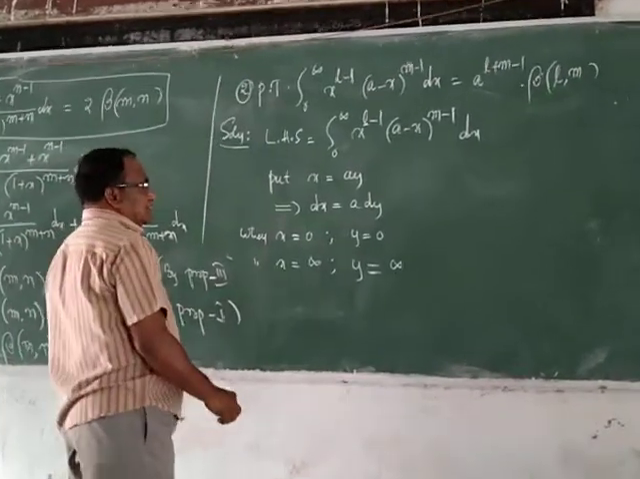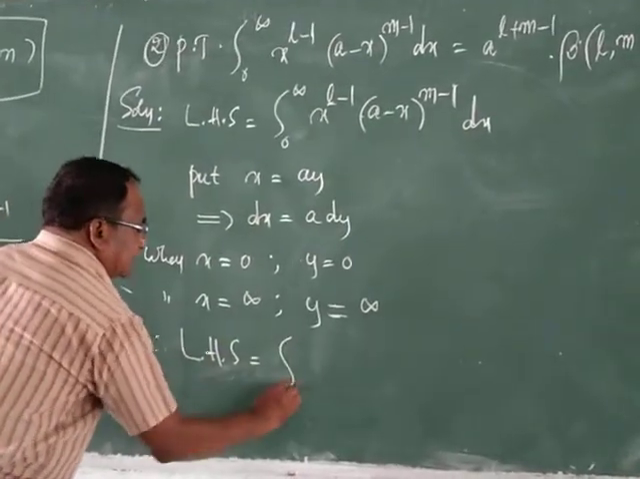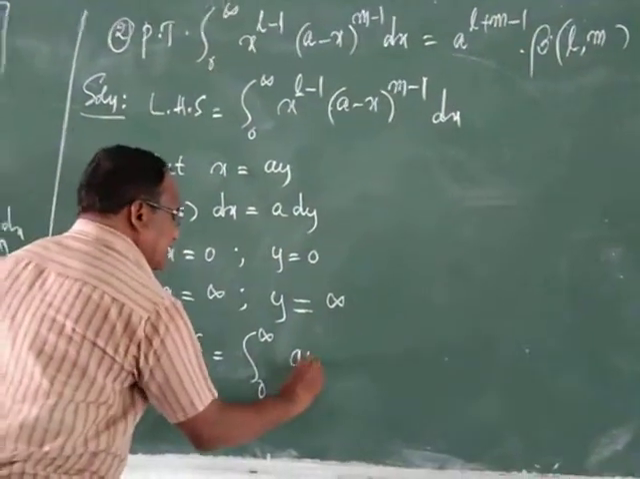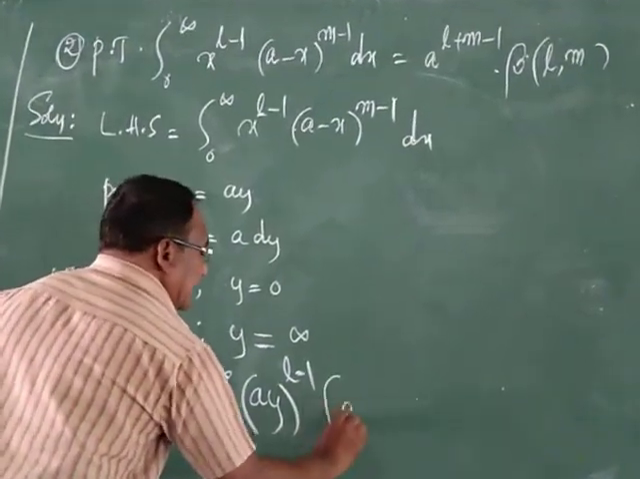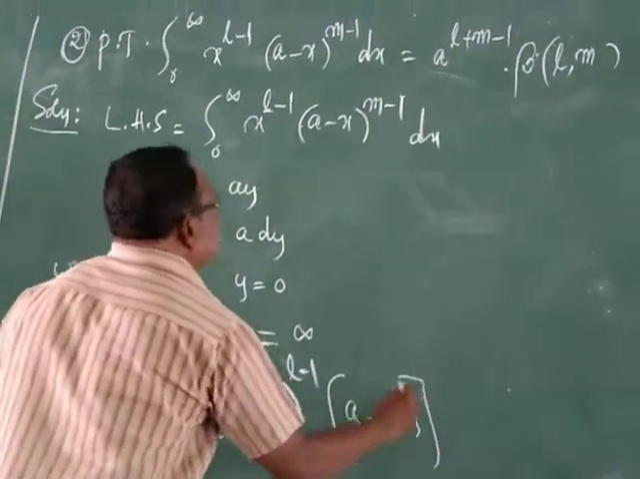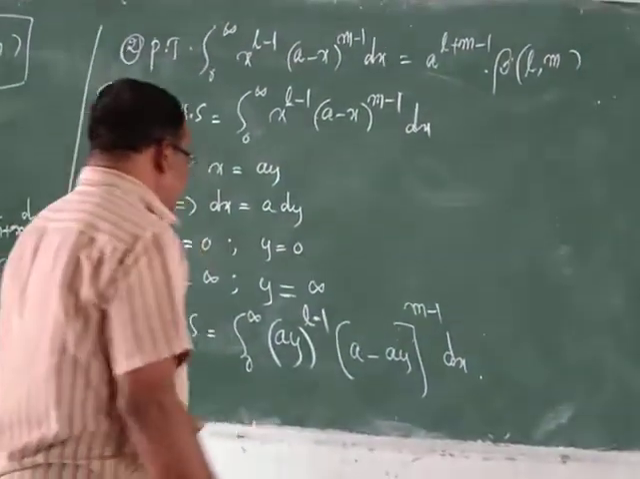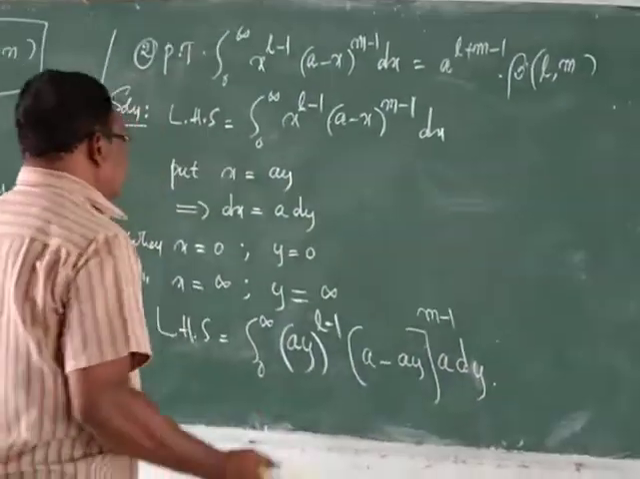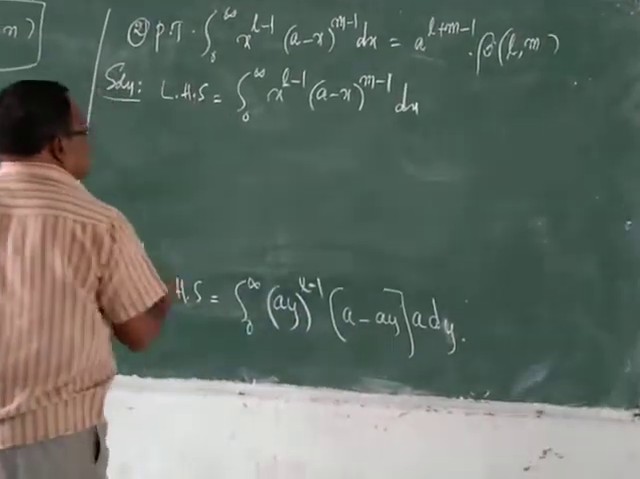Therefore, with this, your LHS becomes: LHS is equal to integral from 0 to infinity of (ay) whole to the power l minus 1 into (a minus ay) whole to the power m minus 1 into dx. Here dx is nothing but a into dy. Okay. Now let us simplify this.